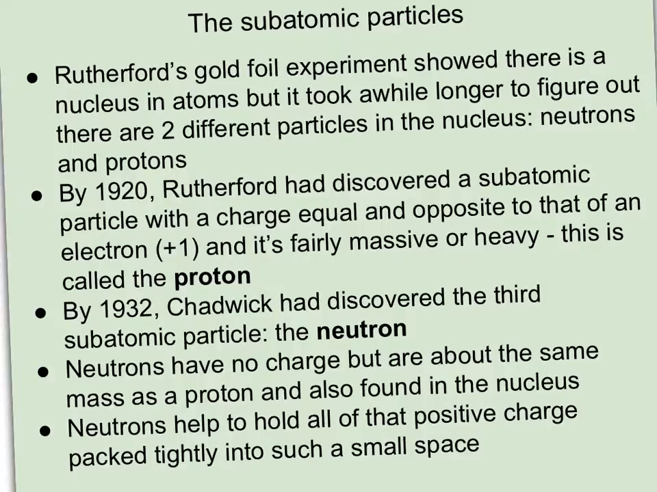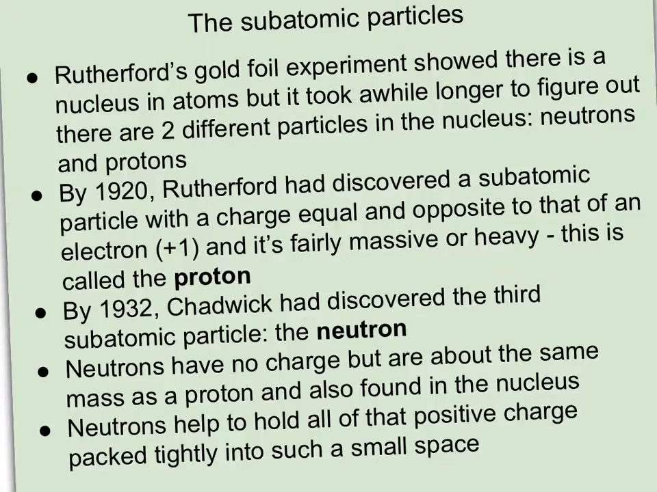And again, the actual charge on a proton is very, very small when we measure it in volts or coulombs, but compared to an electron, it's the same amount of charge, but with the opposite charge on it. So we just say +1 for a proton, -1 for an electron. By 1932, Chadwick, who worked with Rutherford, had discovered the third subatomic particle, the neutron. And it's called the neutron because they're neutral. They have no charge. But they are about the same mass as a proton, and they're also found in the nucleus.